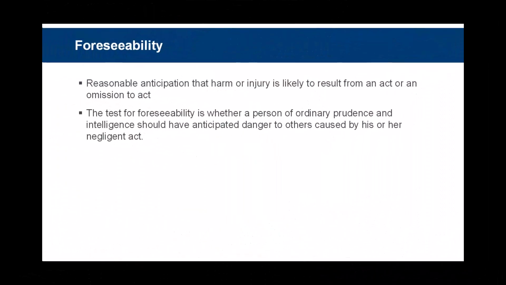In this slide, we're exploring a fundamental concept in negligence law: foreseeability. Foreseeability involves the reasonable anticipation that harm or injury is likely to result from an act or an omission to act. It's a crucial element in determining negligence because it helps establish whether the defendant should have anticipated the potential consequences of their actions.